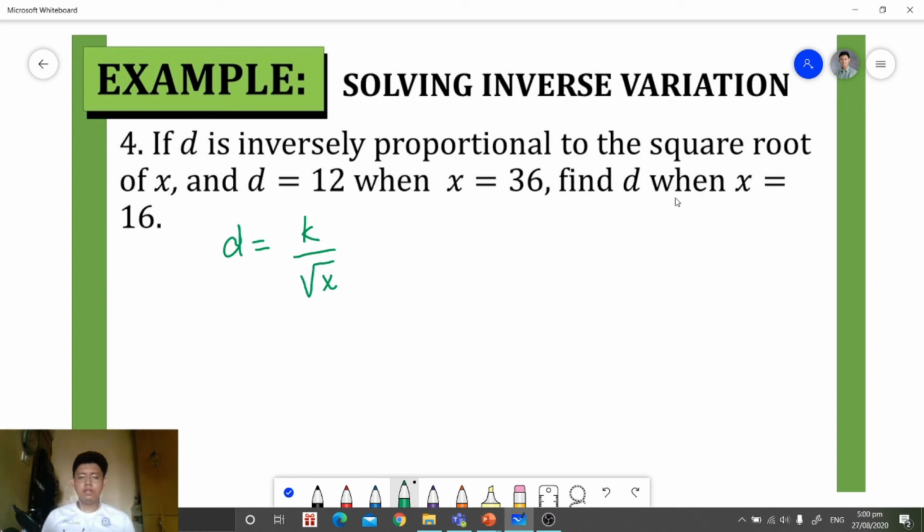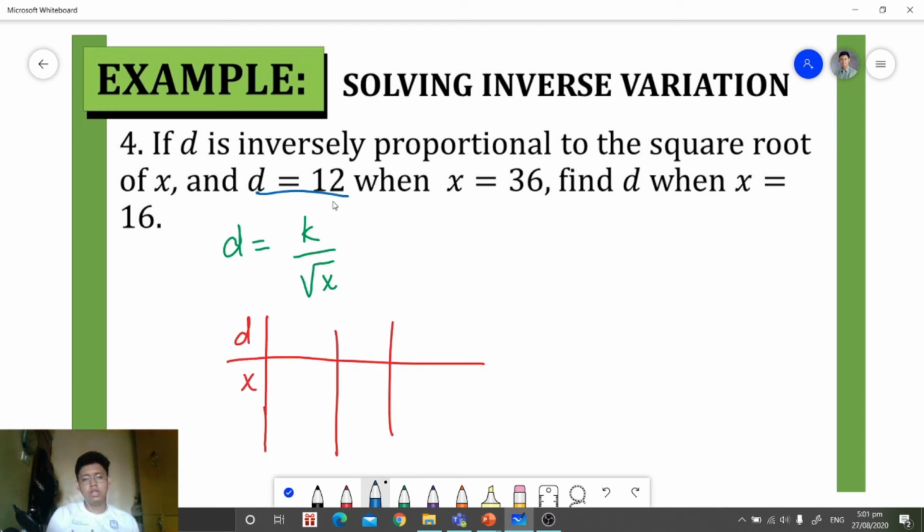Then after that, we're now going to identify our given by placing them in our table of values. So we have d and x. For d, we have 12, x is 36, and we're looking for the value of d when x is 16. So now, in order for us to solve for the value of d, we must get the constant variation.